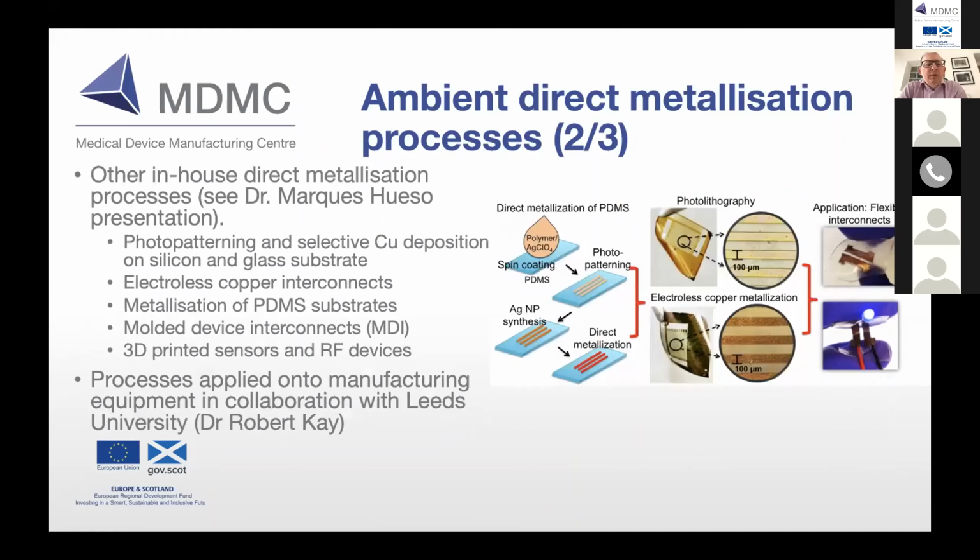Another in-house process, and it's just one of the many processes that Dr. Marc is going to present. We have new technologies to look at photo patterning and selective copper deposition onto silicon and glass, or doing electroless copper interconnects, metallization of PDMS, as you can see on the right-hand side. Again, Jose is going to explain that in more detail. These processes have been developed in collaboration with Leeds University, Dr. Robert Kay, who has been able to use these processes on manufacturing equipment at large scale.